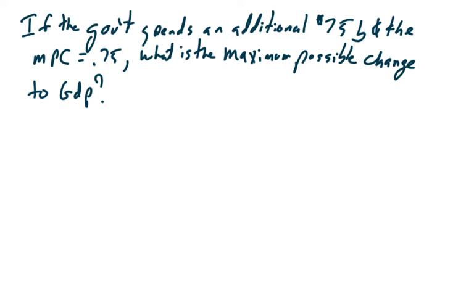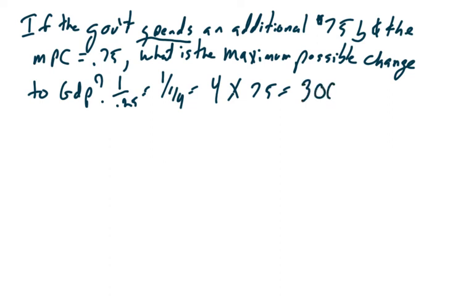We need to find our spending multiplier because the government did spend an additional $75 billion, right? So it's going to be 1 over 0.25, which is actually 1 over 1/4, which means my multiplier is 4. So I need to multiply 75 times 4 in order to find our answer. So once we do multiply 75 times 4, we find out that we get an additional $300 billion increase in GDP.